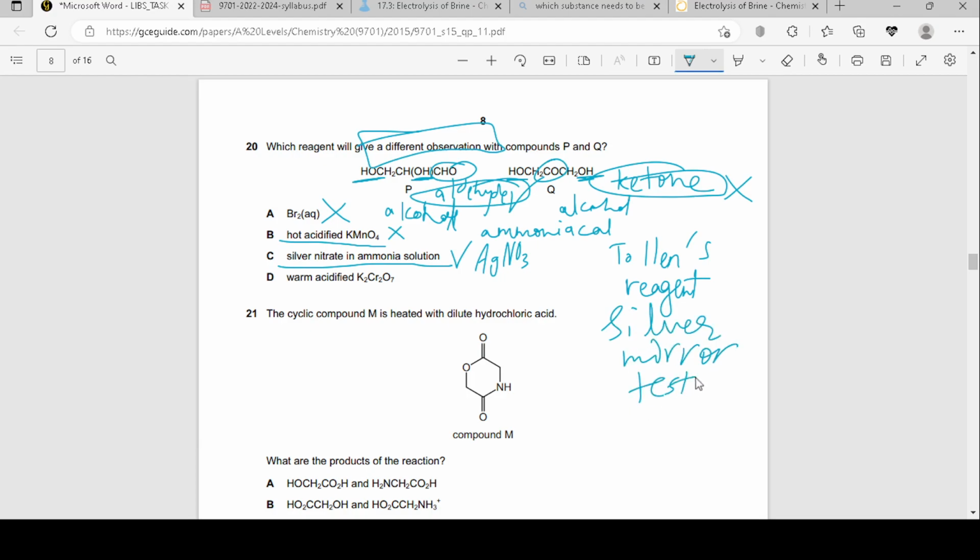So it's called the silver mirror test, or you use Tollens' reagent for it, and it gives quite a pretty silver mirror. I haven't been able to produce a perfect silver mirror, but I remember when my teacher made it in the lab, it was so beautiful.